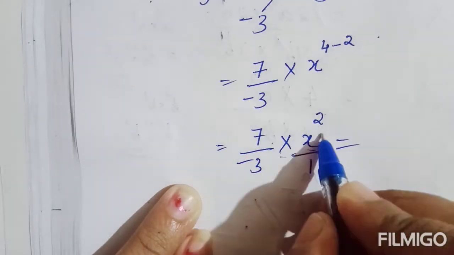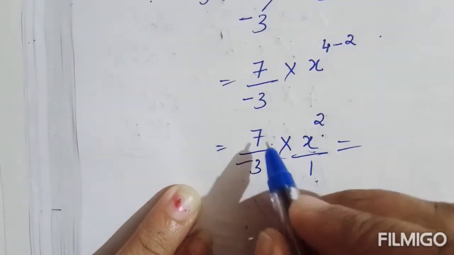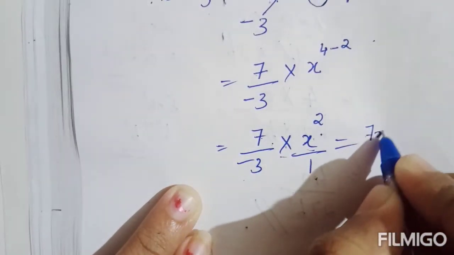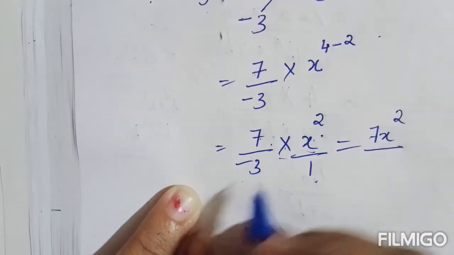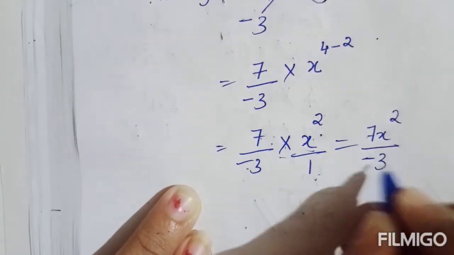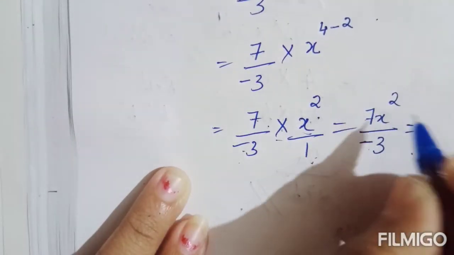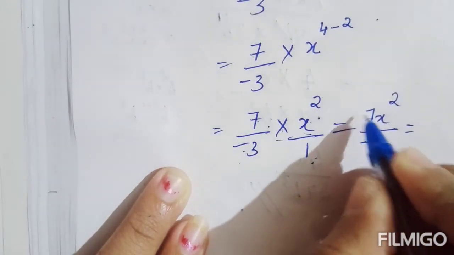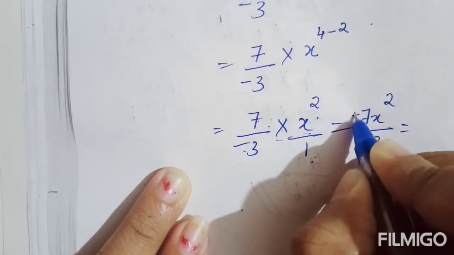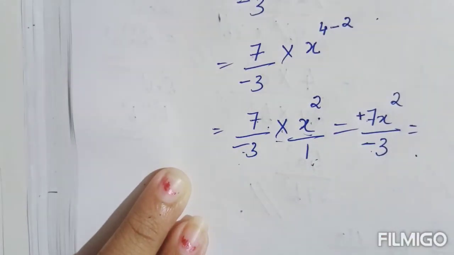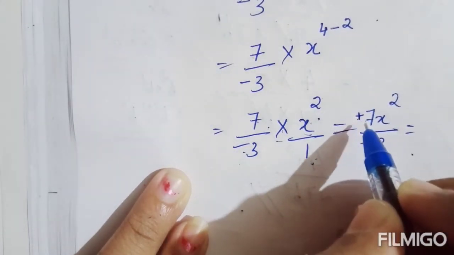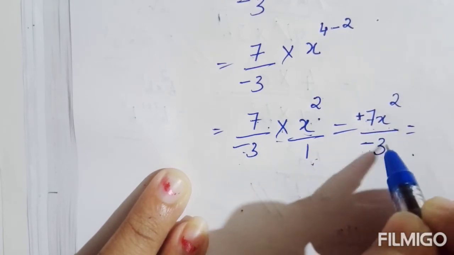Multiplication of fractions: product of numerators by product of denominators. 7 into x square is 7x square, divided by minus 3 into 1, which is minus 3. This minus you can write in the numerator also. Here the numerator is positive, no sign is there, so you can consider it as positive. Positive 7x square by negative 3.